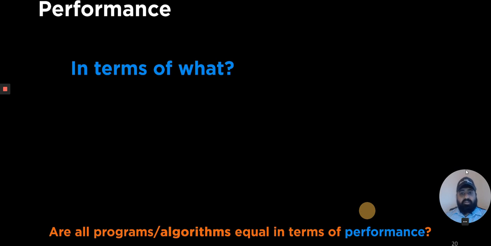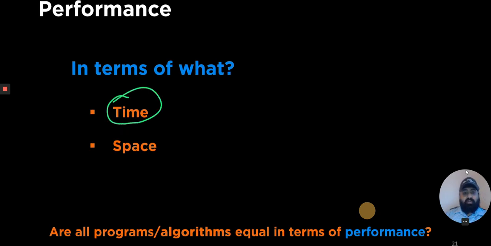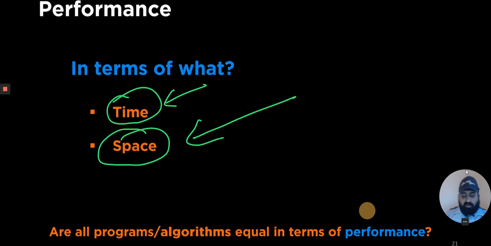In this course, we're going to discuss performance in terms of two different metrics. The first one is time, and the second one is space. Predominantly, we'll focus more on this time aspect than the space aspect. And why we care less about space is because of Moore's law.